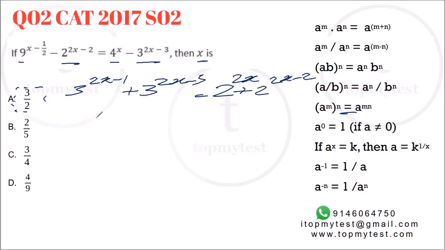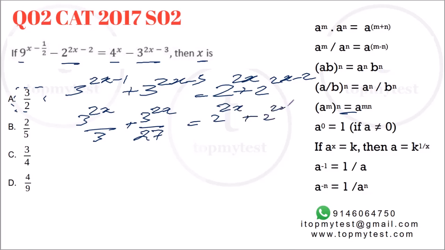Now let's try to resolve this. This will get 3 to the power 2x divided by 3 plus 3 to the power 2x divided by, this is 3 to the power 3 is 27, should be equal to 2 to the power 2x plus 2 to the power 2x divided by 4. Right, I'm doing it slowly so that you can take as much time to solve this. Okay, let's try to resolve this even more.